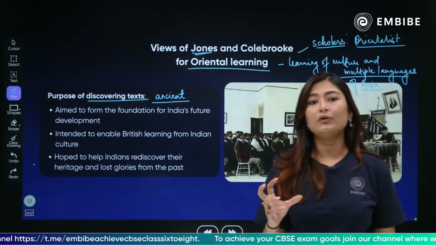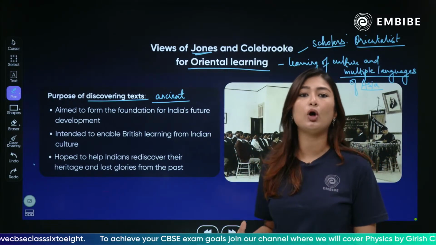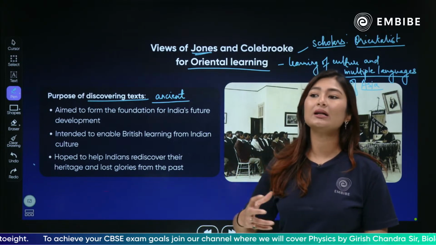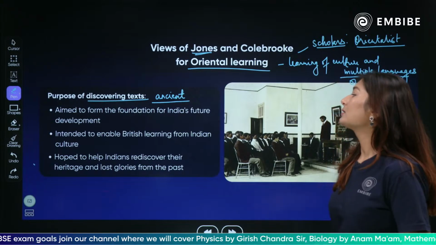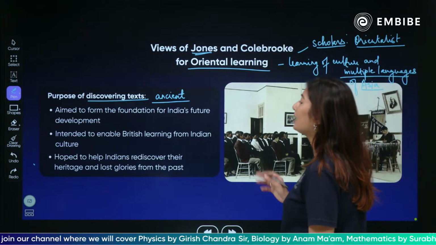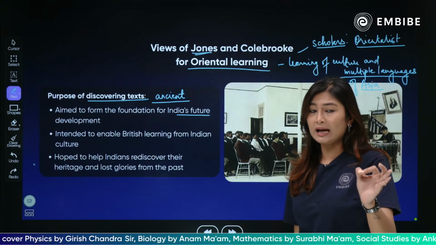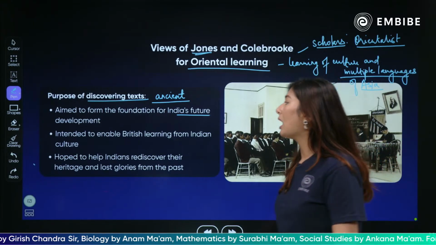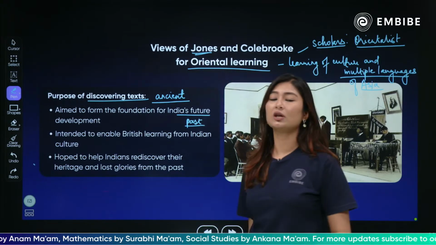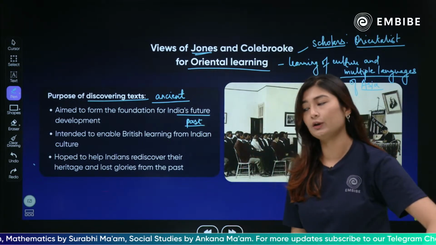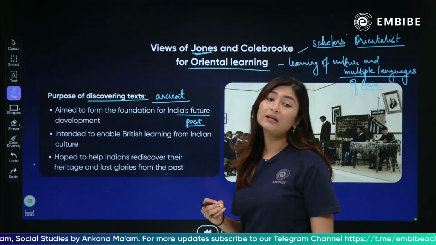So it was very important for him to have hands on the ancient books, to know where the practices came from, where the tradition came from, where the language came from, how the changes and the shifts happened, right? So he aimed to form a foundation for India's future development. So he wanted to work on the development of the future of India. But you cannot work on the future unless you're sure about the past. Past के बिना, past की knowledge के बिना आप future build नहीं कर सकते हो. He intended to enable British learning from Indian culture.